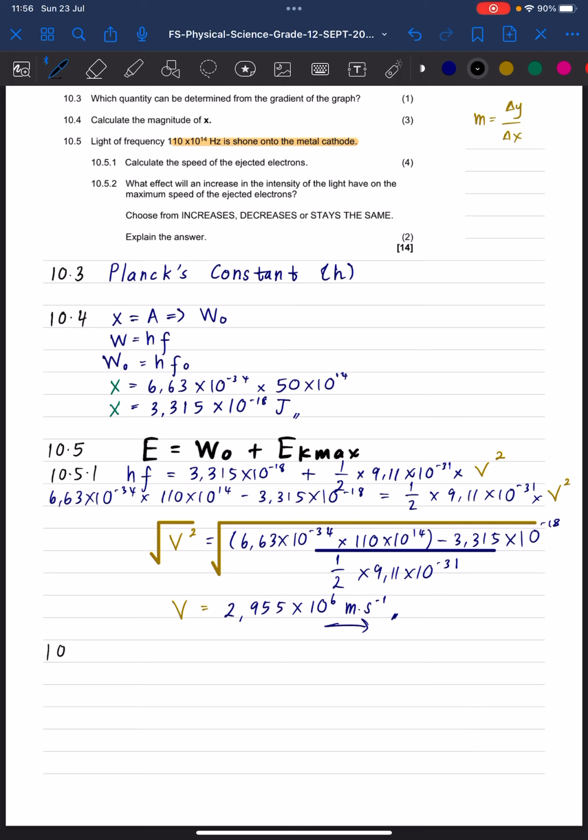We want to move on to 10.5.2, which is probably a relationship question. Yes, I'm right. I'm always right. What effect will an increase in the intensity of the light have on the maximum speed of the ejected electrons? So, we're talking about the intensity of the light. So this is just a theory-based question, and I'm going to give you the theory on this.